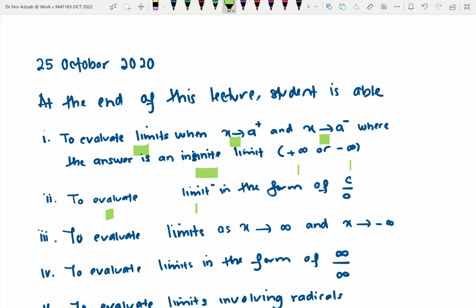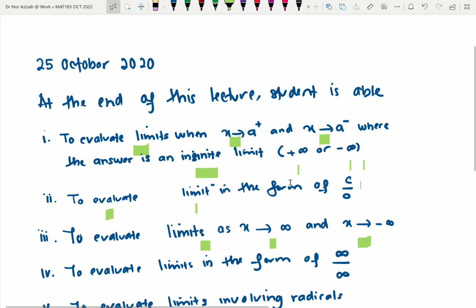so next, number 3, you should know how to evaluate the limit as x goes to infinity and x goes to negative infinity. The difference between 1 and 2 is that x goes to a number, and then the answer is positive infinity or negative infinity. But for number 3, what happens when x goes to infinity or negative infinity?